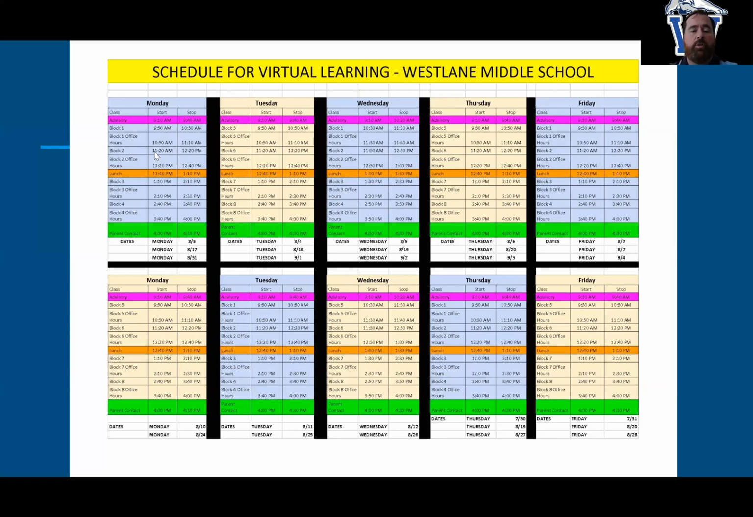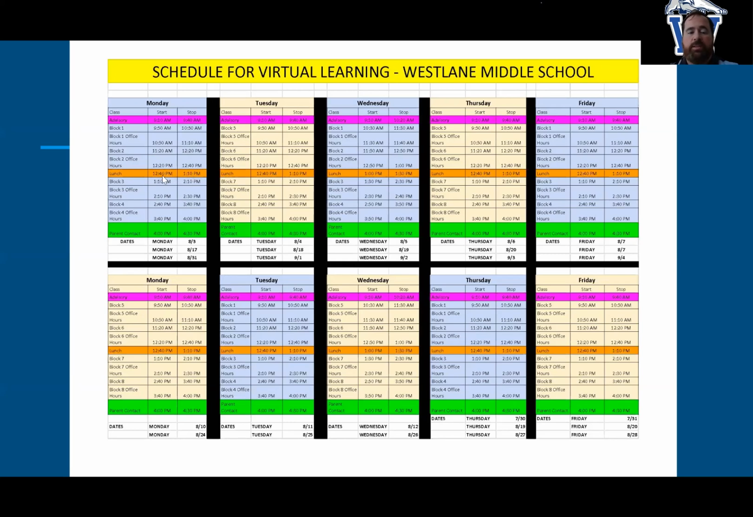Then we go into our block 2, which is going to be 11:20 to 12:20. And on Tuesdays, it's block 6. Again, that's just the number of the class that's on your schedule already. So whatever number you see here, know that's the class you're going to see on your schedule. And then every student in every middle school in the entire district will have their lunchtime between 12:40 and 1:10.